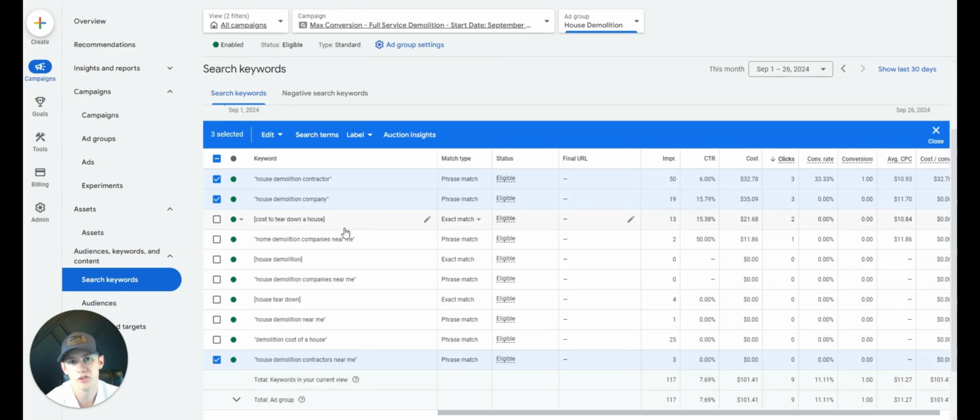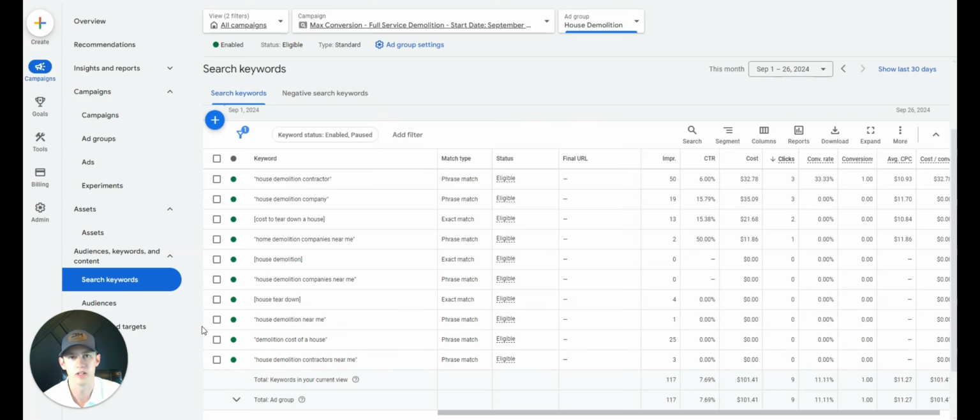And so the key here is to use quality keywords. Don't use keywords where somebody might be in research mode. You guys want to make sure that you include contractor and company and service and near me.